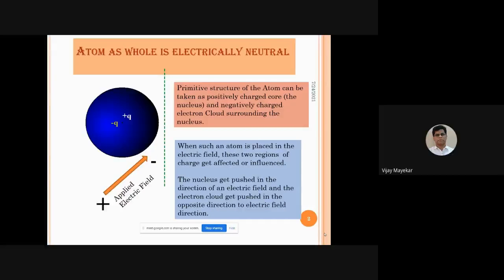Now, if we apply an electric field which is sufficient so that it becomes operative at the atomic scale, once such an electric field is applied, these two regions of charge get influenced. The positively charged nucleus gets pushed in the direction of the electric field, and the electron cloud gets pushed in the opposite direction. You can see it from the diagram. This is considering a very primitive structure of the atom.